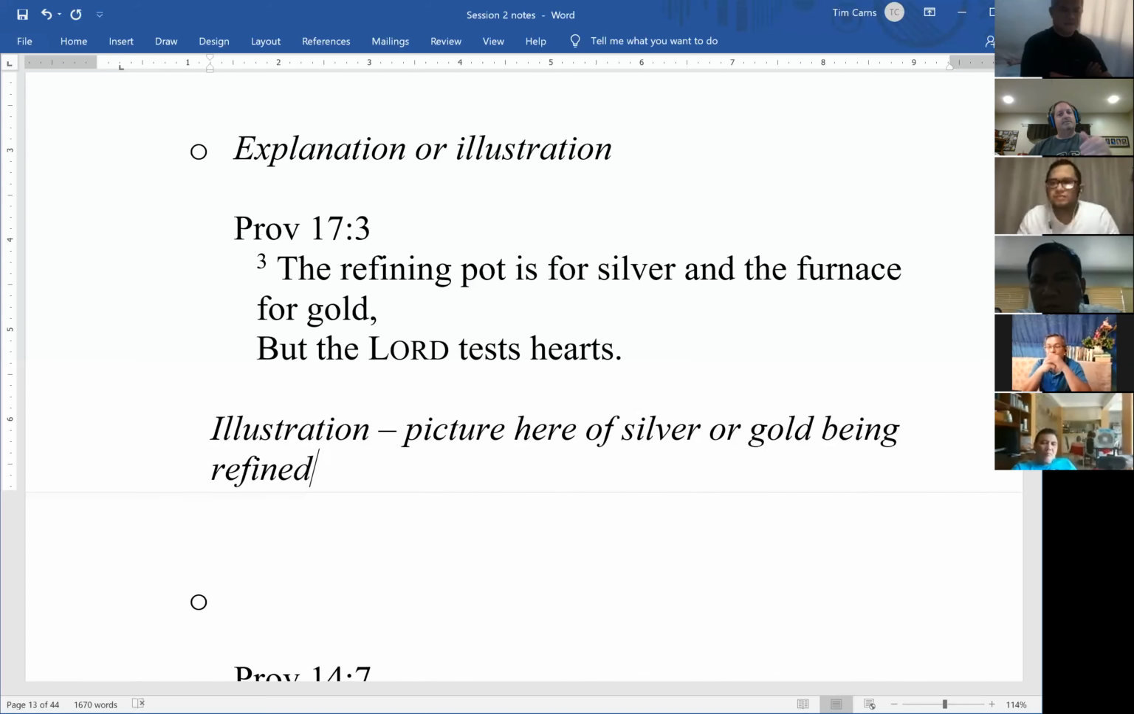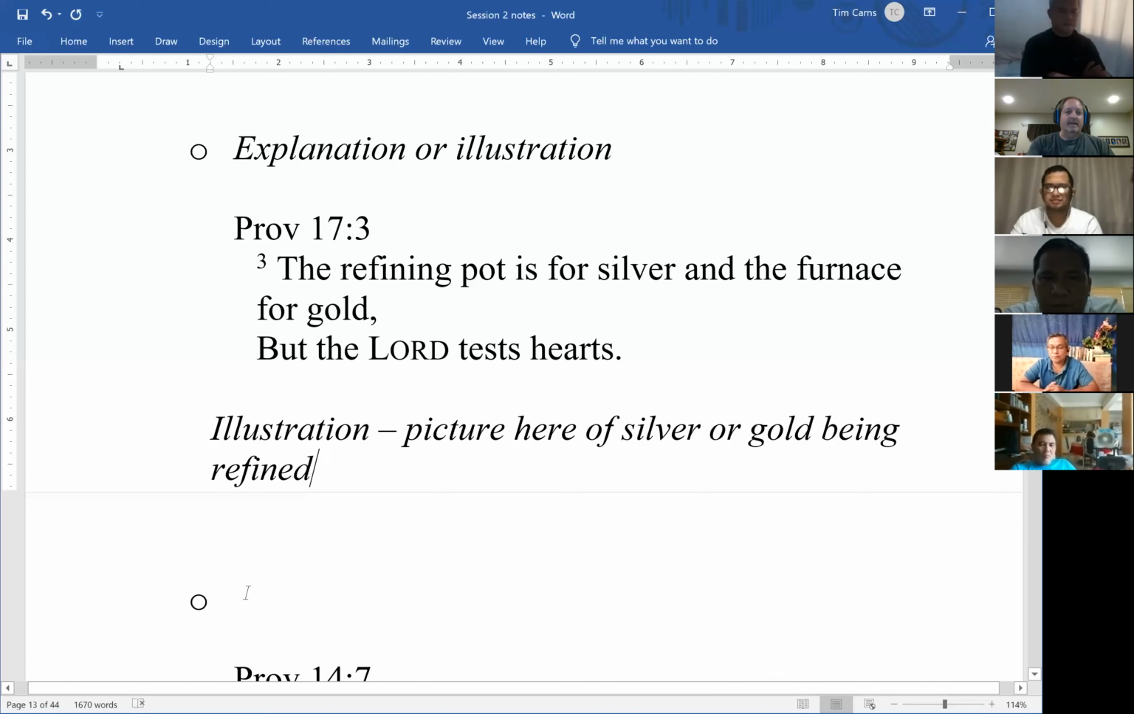But notice the illustration here is given first, and then the statement. So sometimes the first line will actually explain or illustrate the second. Okay, so we see that in parallelism. Sometimes the first line is developing the second line, and other times the second line develops the first. So just keep that in mind, okay?